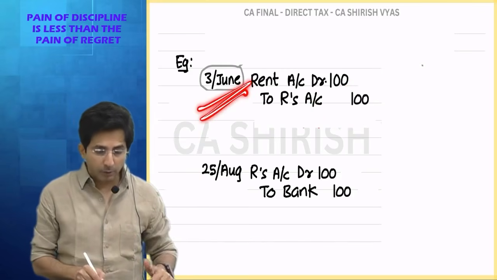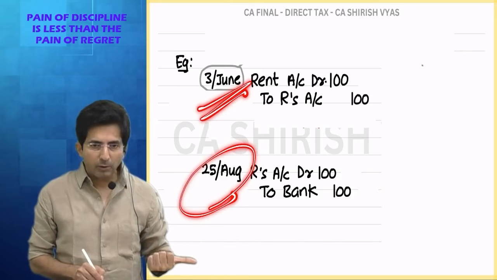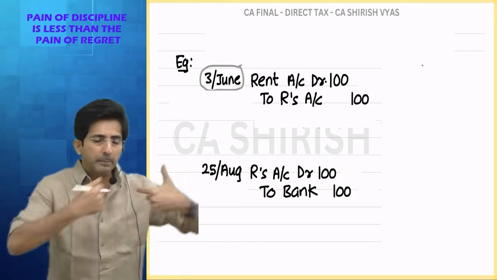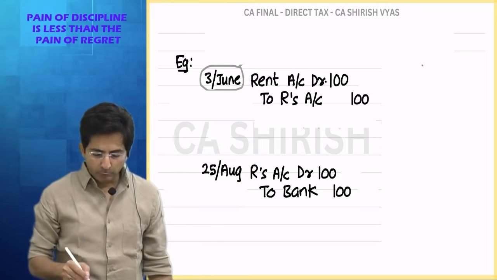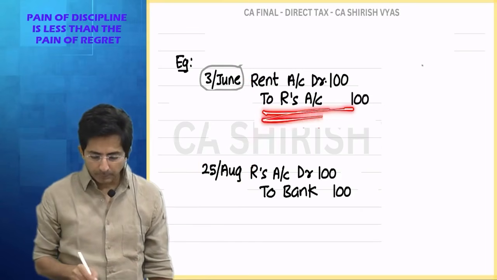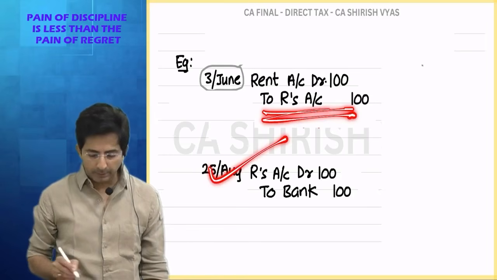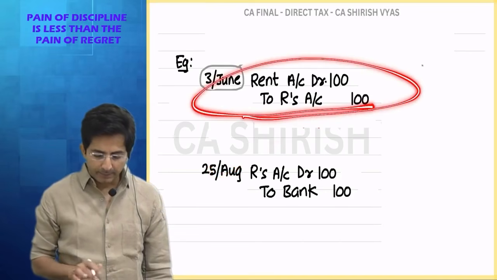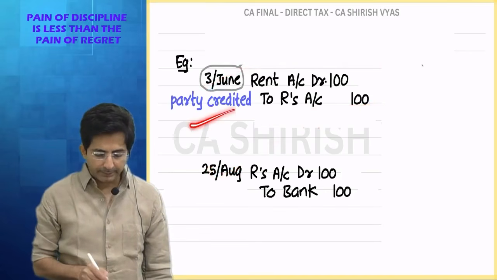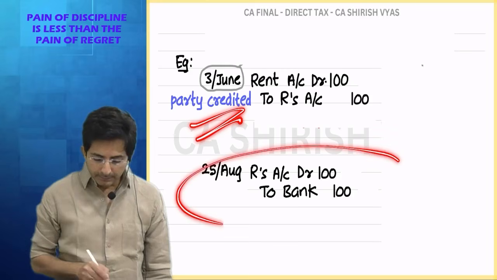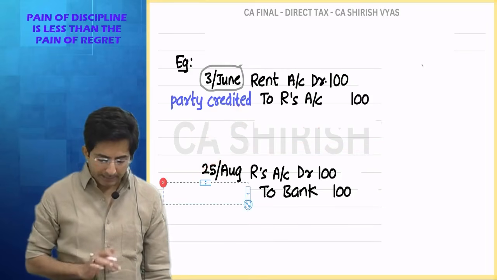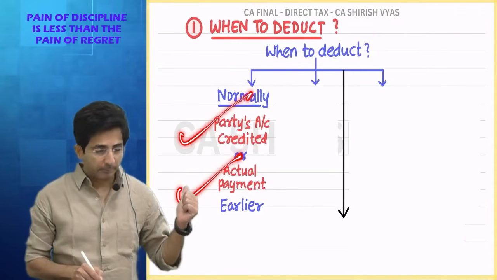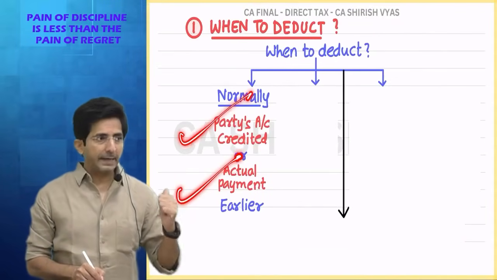And that happened on 3rd June. In the month of August, I was having a good amount of money, so I made the rent payment. And when you actually make the rent payment, what is the entry? This liability will be reversed, R account debit to bank account. Now tell me, in this transaction what is happening? Party's account credited. In this transaction what is happening? Actual payment. Basically I wanted to create these two situations: party's account credited, actual payment.